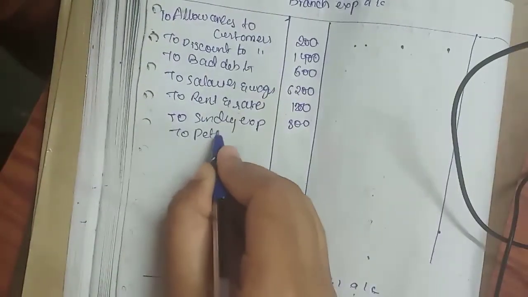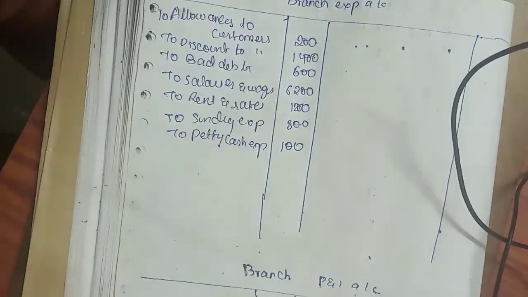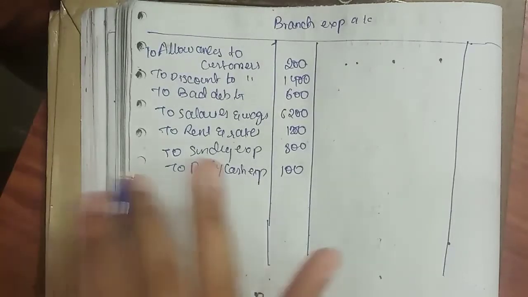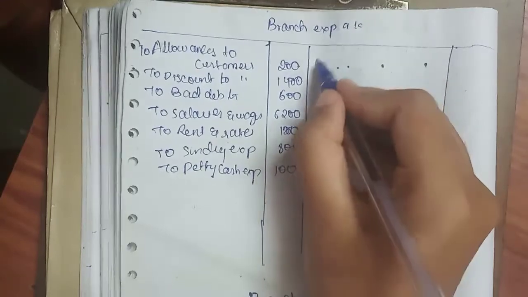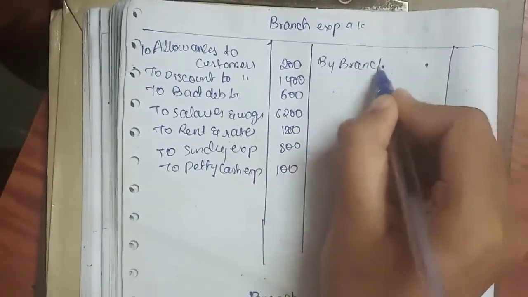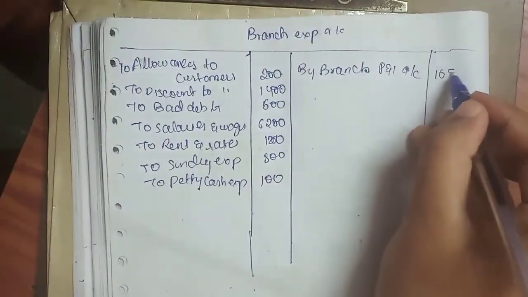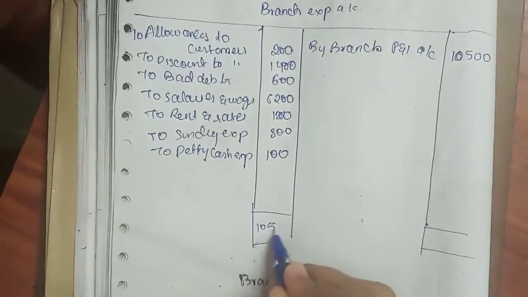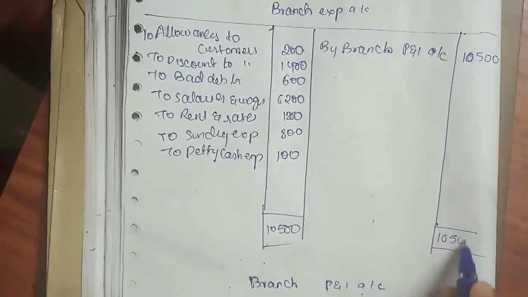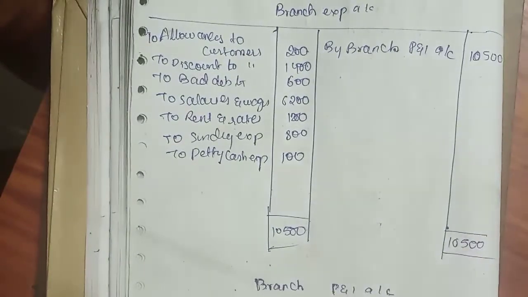Petty cash expenses 100. I think that's all. So all these expenses now you are transferring into the P&L account, by branch P&L account. The total of this is 10,500. So make it as a total, 10,500. Now the branch expenses account is finished. Next we'll do some other account.